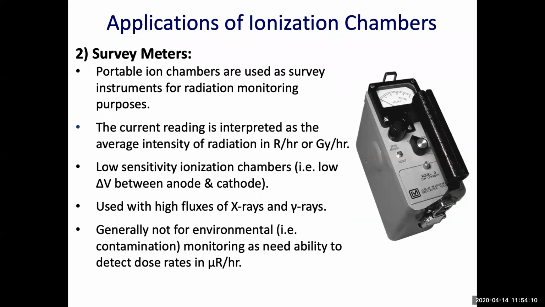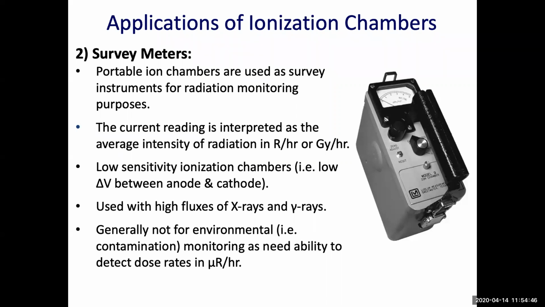The second application of the ionization chamber is the survey meter. The survey meter is a portable ion chamber used as a survey instrument for radiation monitoring purposes. Ionization current is displayed on a front panel meter. Many older units are calibrated to read the traditional unit of exposure rate in Röntgen per hour, or milliröntgen per hour, and newer units are calibrated to read the SI unit for air kerma in grays per hour.